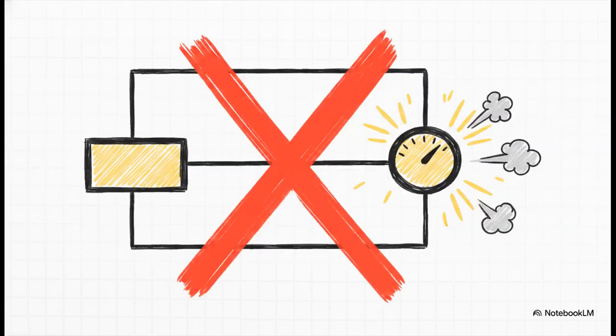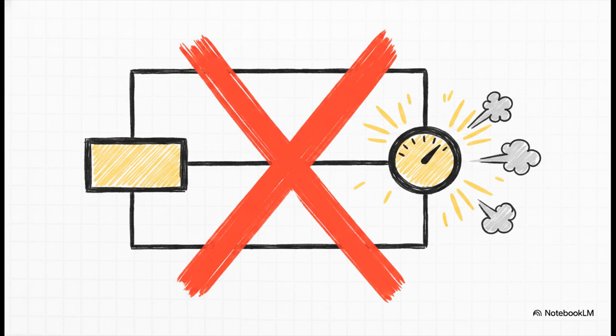Okay, hold on. Before we go a single step further, we absolutely have to pause for a major safety warning. This is straight from the source material, and it's literally a safety-first situation. You must never, under any circumstances, connect an ammeter directly across the positive and negative terminals of a cell or battery without anything else in between.